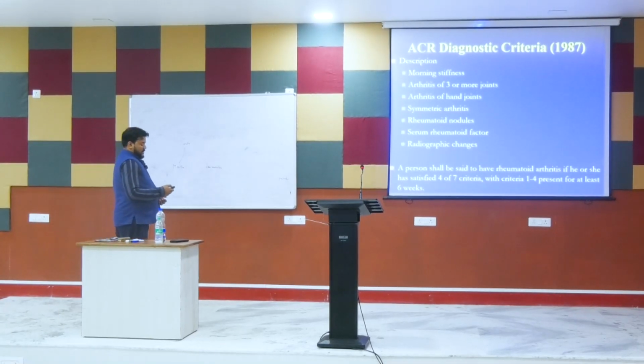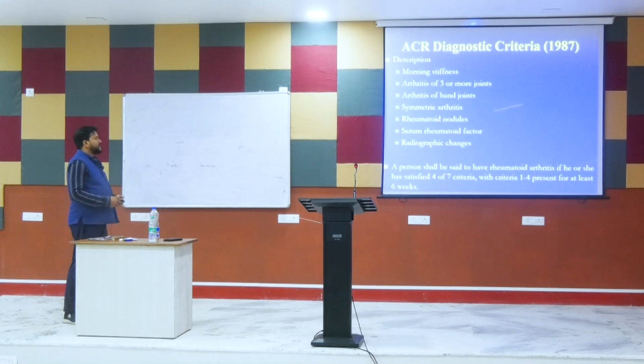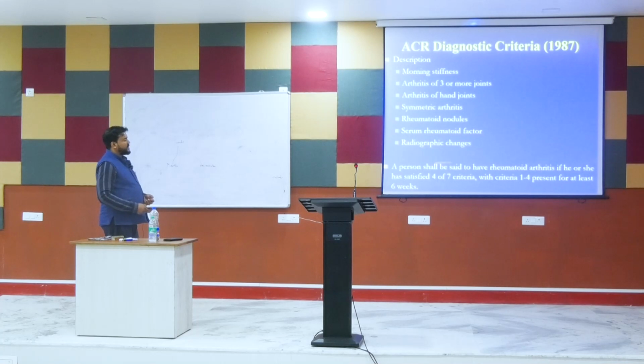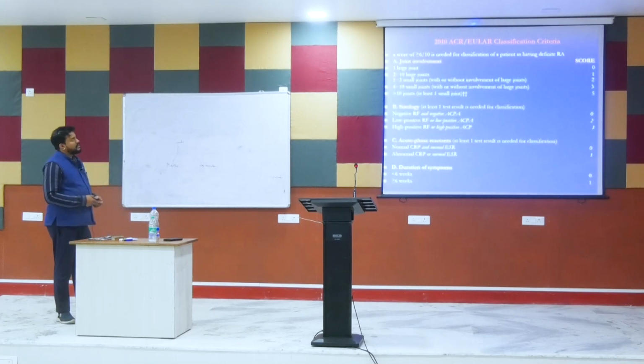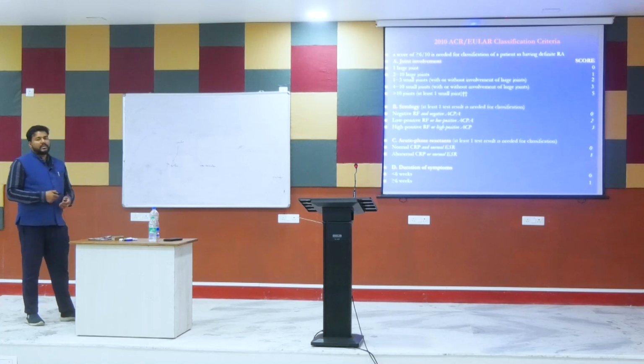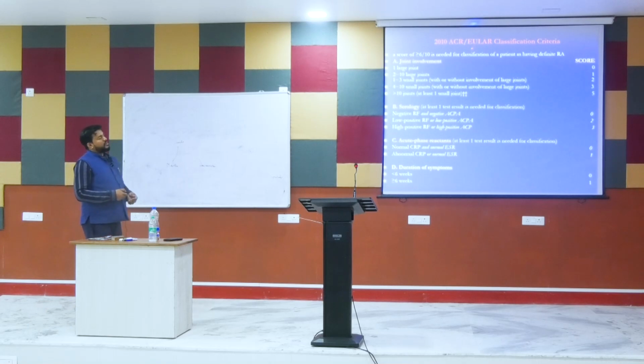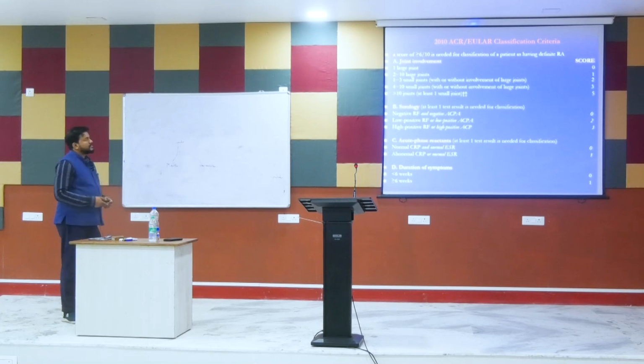Okay, morning stiffness, arthritis of 3 or more joints, arthritis of the hands, rheumatoid nodule, symmetric arthritis, rheumatoid factor, radiographic changes, these are obsolete now. So the newer 2010 ACR EULAR diagnostic criteria. ACR means American College of Rheumatology, and what is meant by EULAR? It's the European League Against Rheumatism. There are 4 criteria: joint involvement, serology, acute phase reactant, and duration of symptoms.